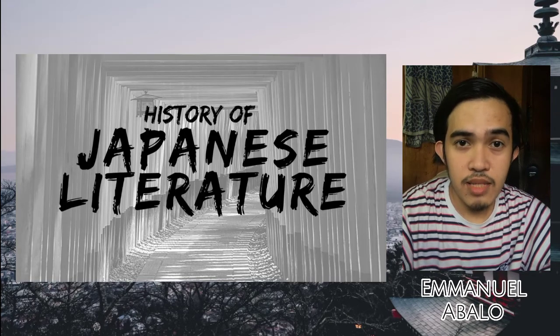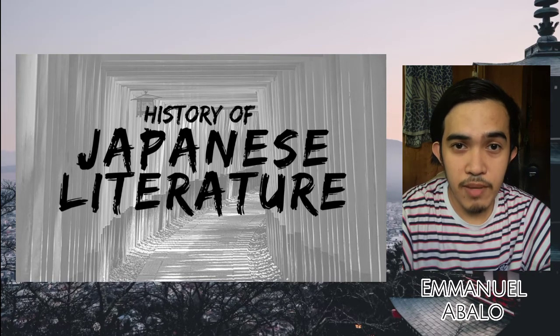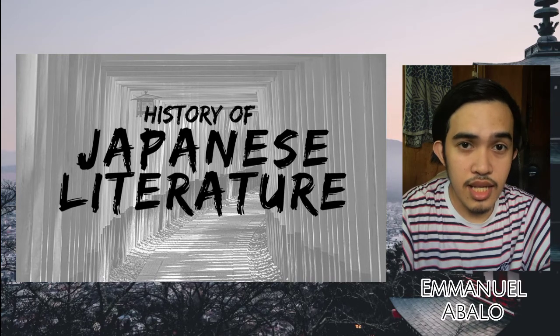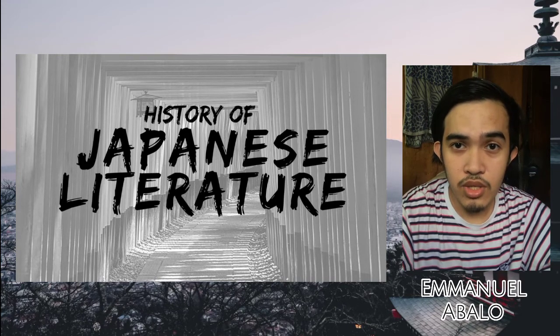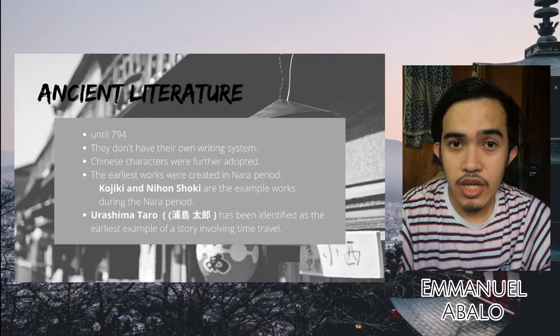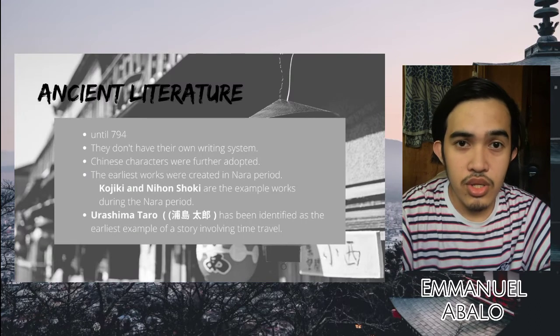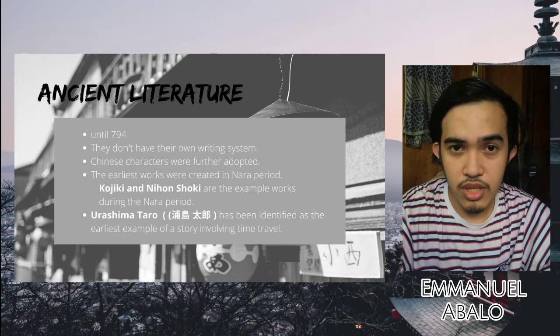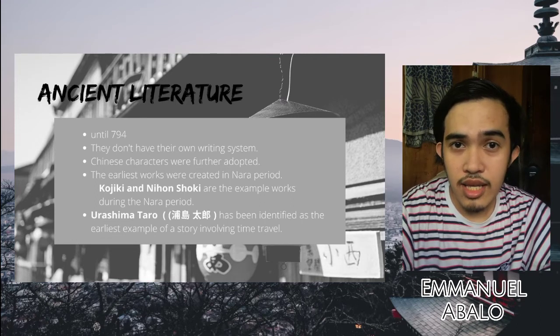So now, let's move on to the history of Japanese literature. There are six literary periods we are going to discuss. The first literary period is the ancient literature. Ancient literature was up until the year 794. During this period, they didn't have their own writing system, which led to adapting the Chinese characters. The earliest works were created during the Nara period.